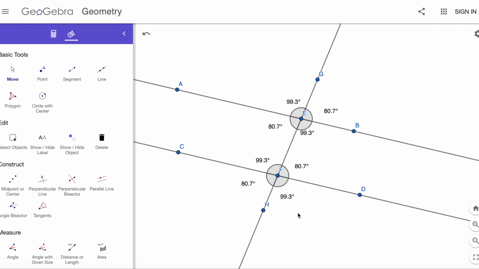If we look at the consecutive interior angles, so for example, AEF and CFE, again, these guys are also going to be supplementary. And then finally, looking at my corresponding angles, that's going to be like angle BEG, BEF, and DFH. These guys are the same number. Our corresponding angles are congruent. They are equal to one another.